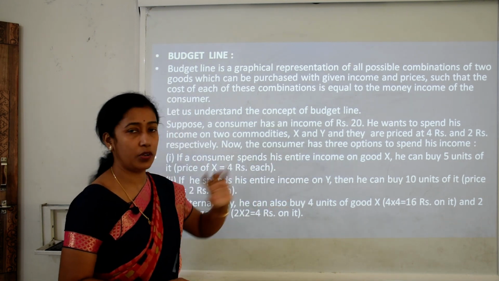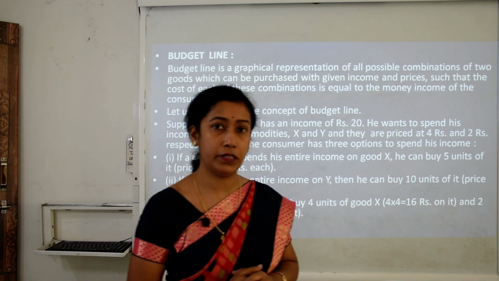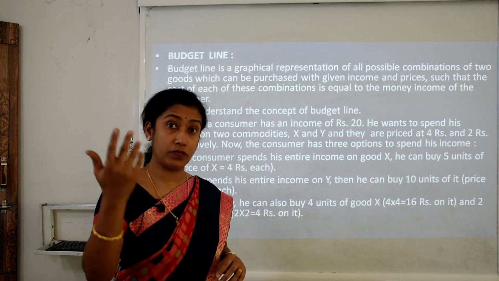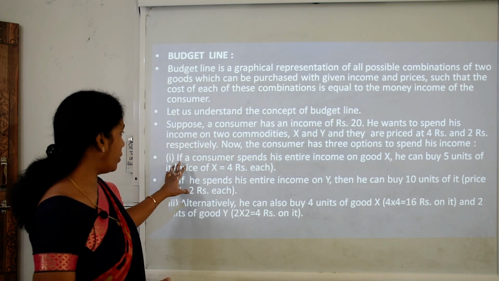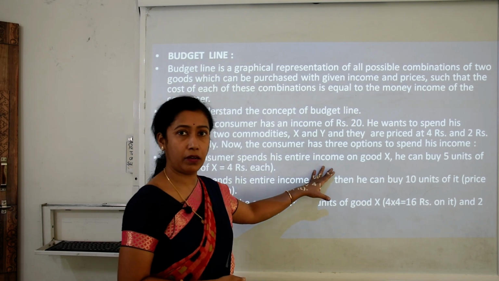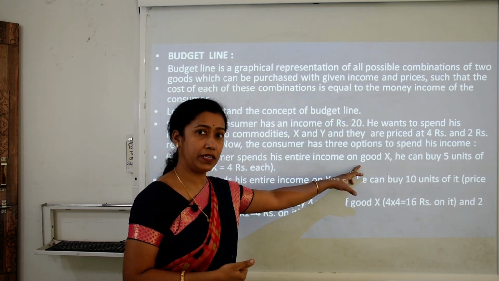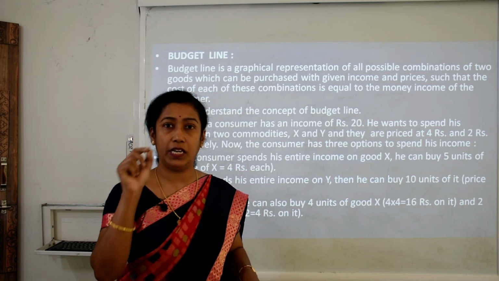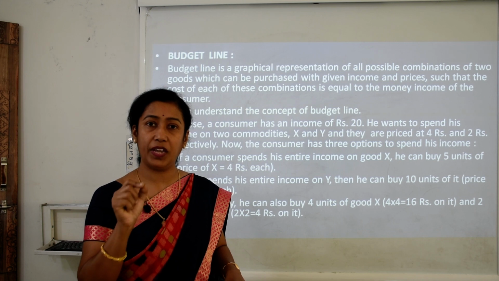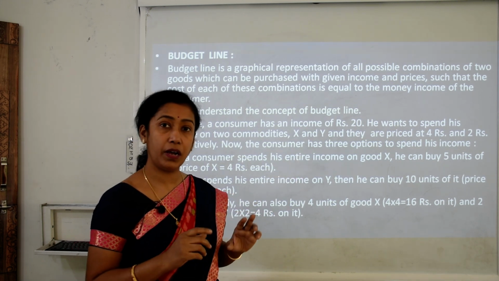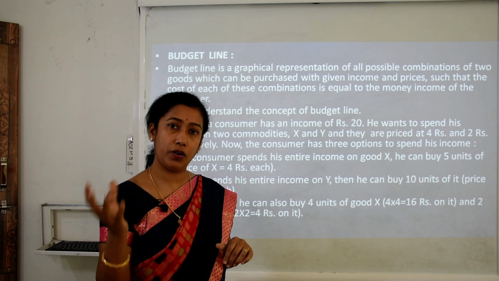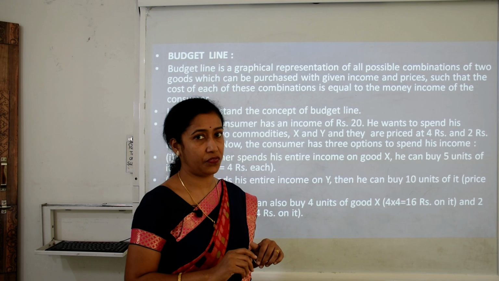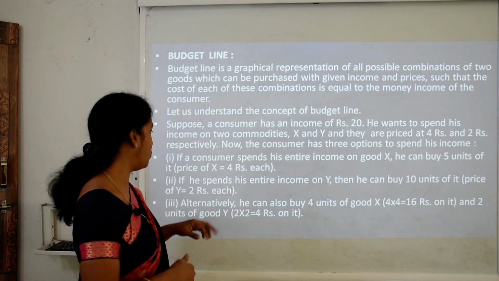Now the consumer has three options. According to this price rate and the income available with the consumer, he can have three combinations, or some more combinations also. First, if the consumer spends his entire income on good X, which is 4 rupees, he can buy 5 units of good X. Why? Because he has 20 rupees in hand and the price of X is 4 rupees, so 4 into 5 is 20. He can spend all his 20 rupees income on purchasing 5 units of X.